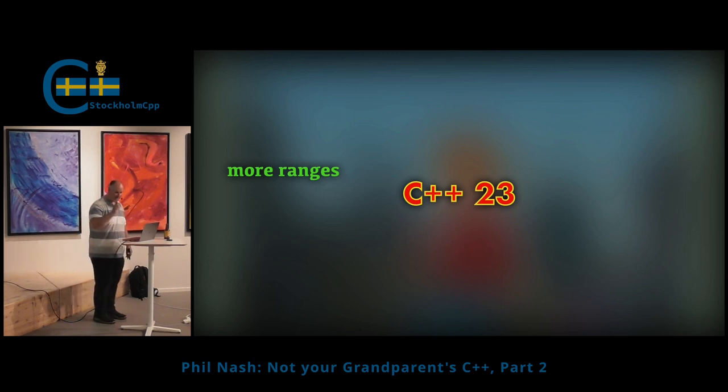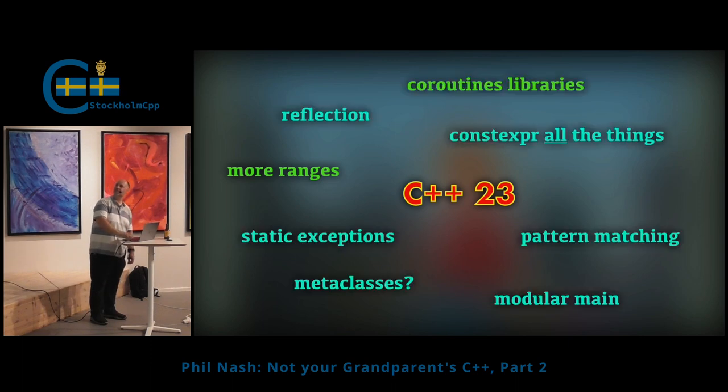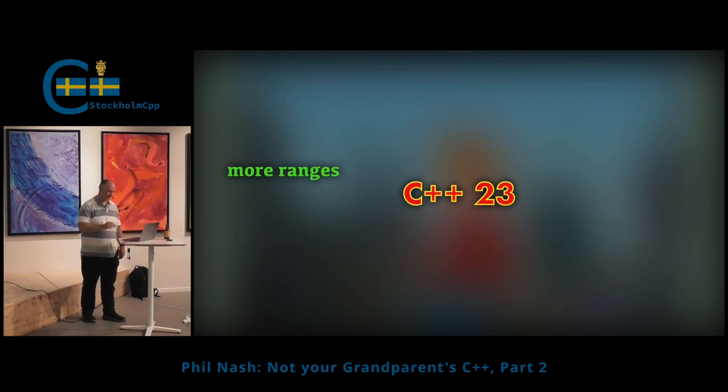That's not 100% true, there's some asterisk, but yeah, pretty much none of those things got in. Some of these were admittedly optimistic. Metaclasses, I didn't really think that would be in 23. Even reflection was a bit optimistic, but I was hopeful. And pattern matching, but yeah, this was a bit disappointing.